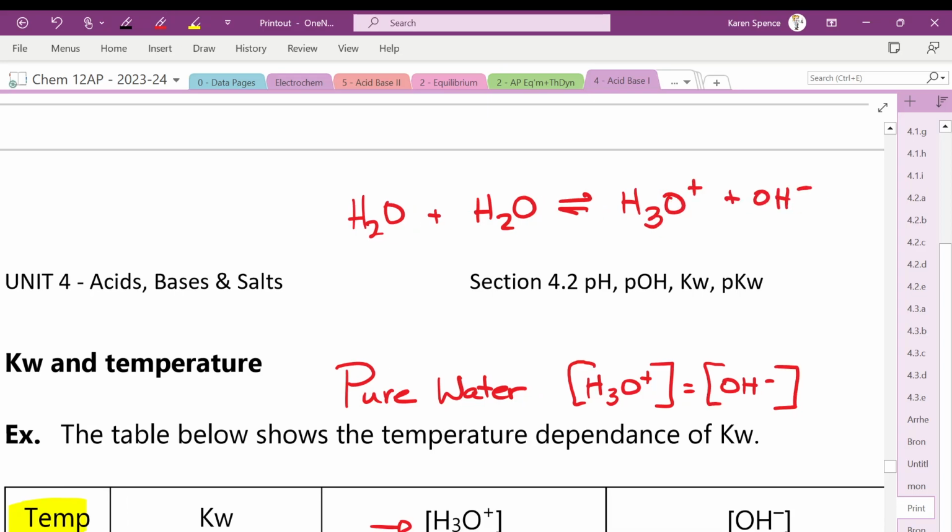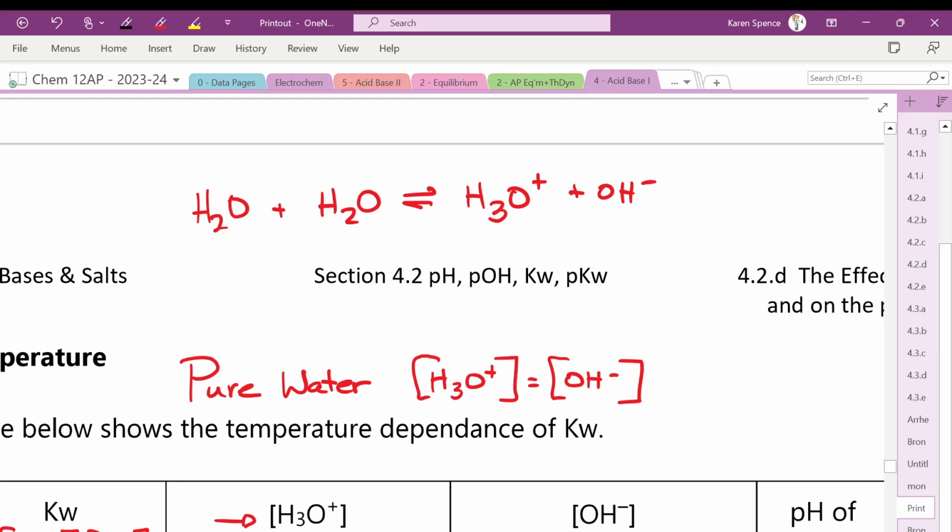Now, I don't know which side the temperature is on, but let's just pretend it's in the products, okay? Just pretend. If I increase the temperature, it will shift to the left. What will happen to hydronium? Decrease. What will happen to hydroxide? Decrease. By how much? The same amount. So the concentrations will remain equal. I'm not saying that the heat is in the products. I'm just saying, for example, you could also do the same thing if you put the heat in the reactants. Do you know what I mean?